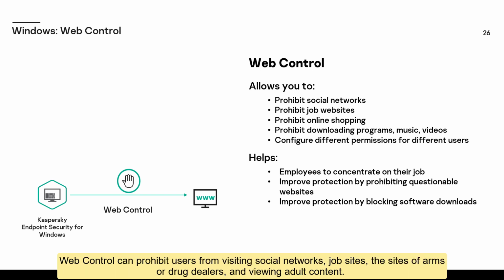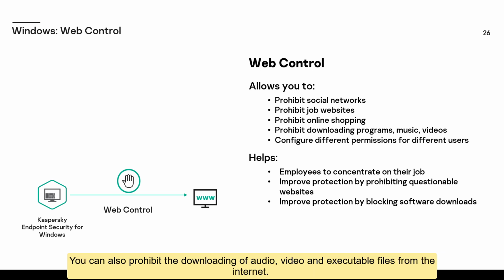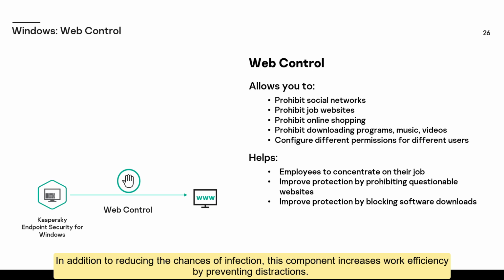Web control can prohibit users from visiting social networks, job sites, the sites of arms or drug dealers, and viewing adult content. You can also prohibit the downloading of audio, video, and executable files from the internet. In addition to reducing the chances of infection, this component increases work efficiency by preventing distractions.